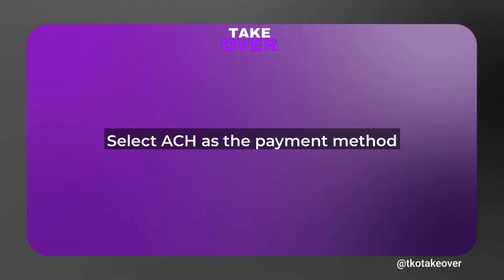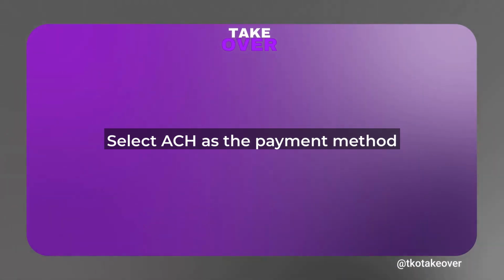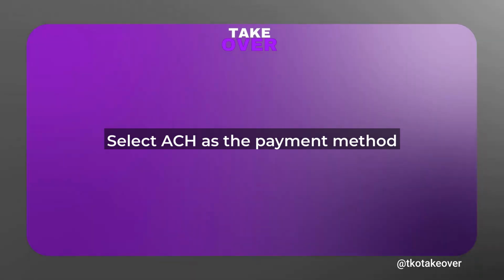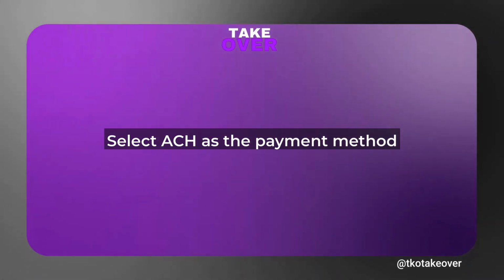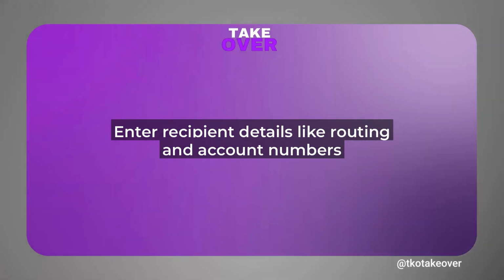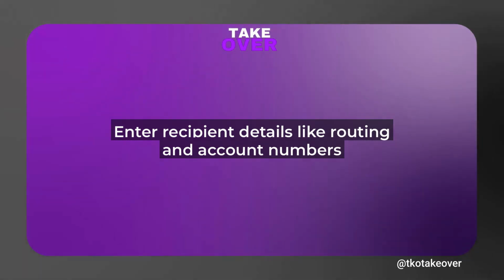Next, select ACH payment as your transfer type. You'll see a list of options, so choose ACH to proceed. Now, enter the recipient's details carefully. This includes their bank's routing number, account number, and the exact amount you want to send. Double-check everything to avoid any errors. Trust me, it's a game changer for smooth transactions.